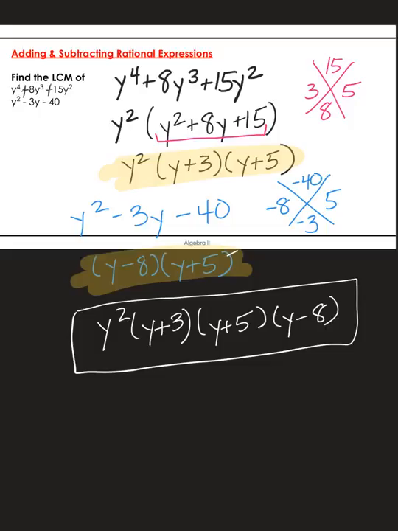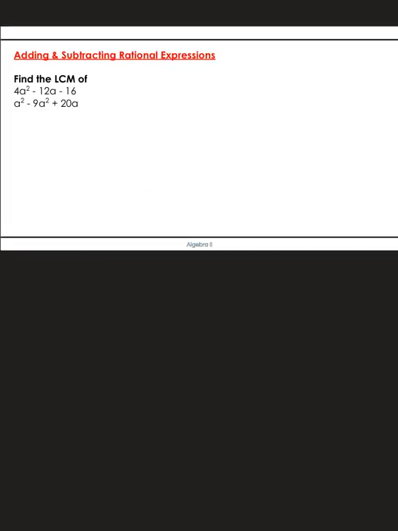So let's look at another one that is similar to this one. Once you see the problem, then I want you to try to work it on your own. So push pause and try to work it. And then once you've tried it and gotten an answer, then I want you to come back and make sure you got it correct. So we're looking for the least common multiple of 4a squared minus 12a minus 16 and a squared minus 9a squared plus 20a. Let's go ahead and fix that now. That should be a cubed. So that's a cubed minus 9a squared plus 20a. All right, so go ahead and push pause now and try to do these on your own. And then once you've got an answer, then come back and we'll do it together.